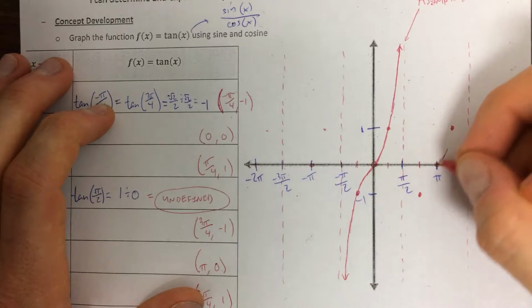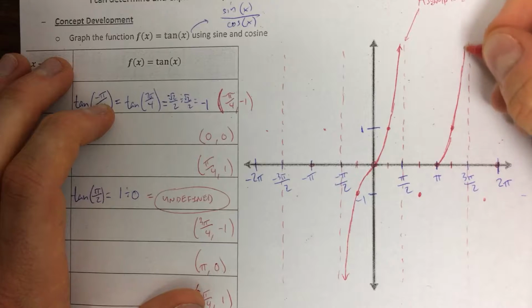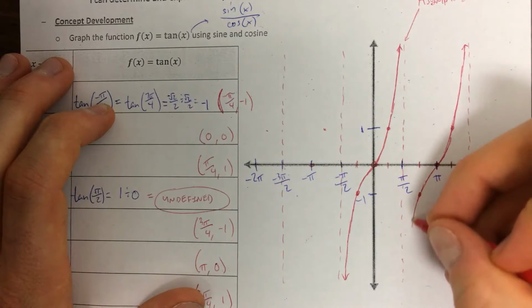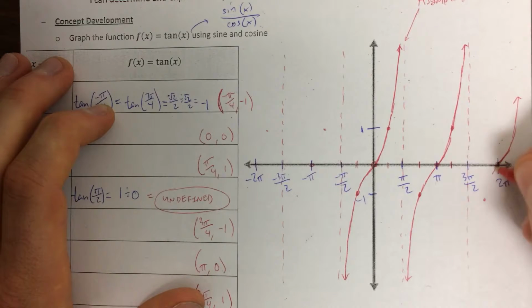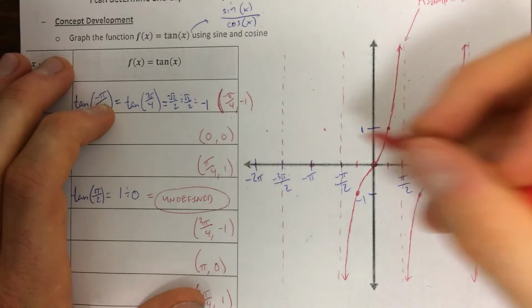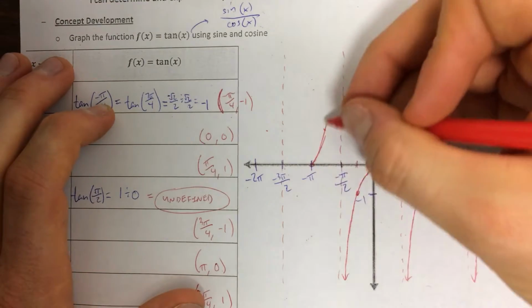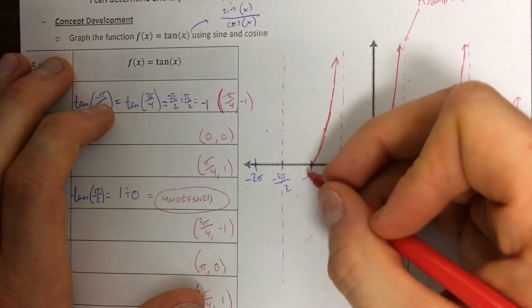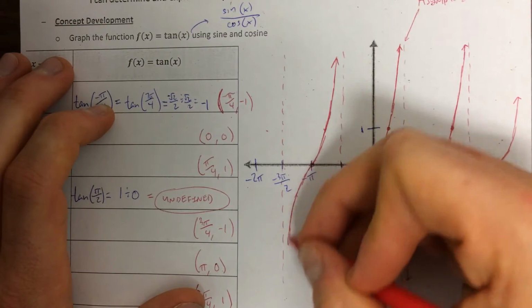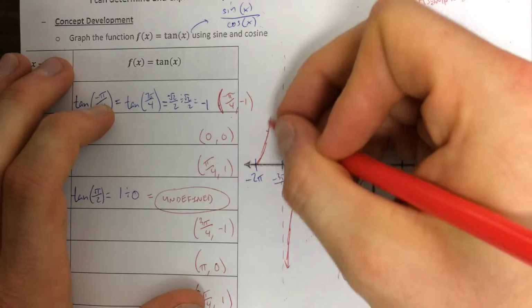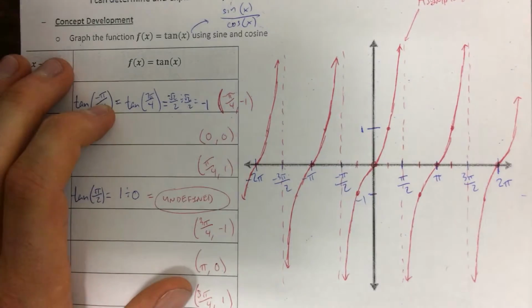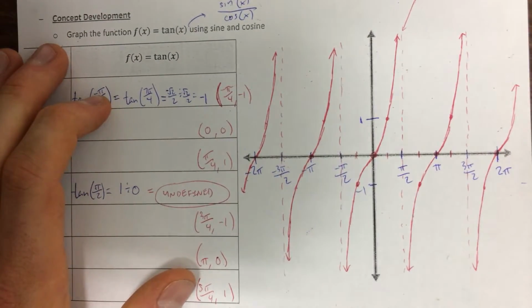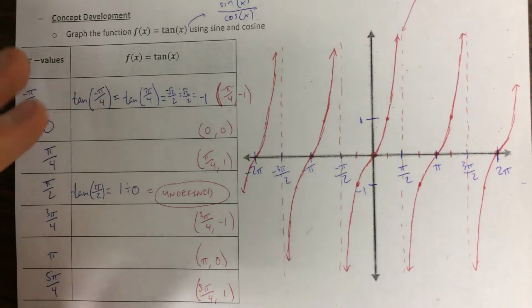And then it repeats, that's key. It repeats here, repeats here, repeats again here, it repeats again here. So maybe that repeat word helps us determine one of our key features of the graph. And this is our function for tangent. All right. Has a funky look, but that's our graph.